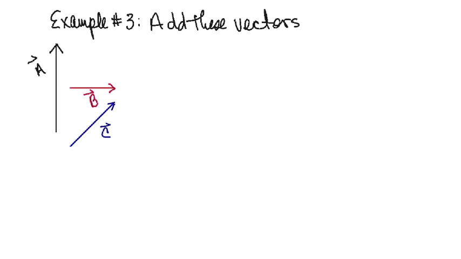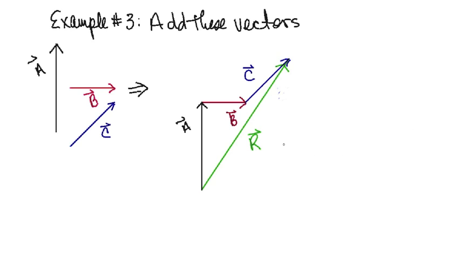Okay, let's go with another example. Add these three vectors, and you notice they're A, B, and C. They are not at right angles to each other. And again, we've placed them all head to tail, A, B, and C, and we drew the resultant from the tail of the first to the head of the last vector. Label it R.